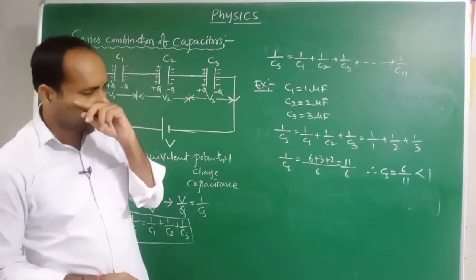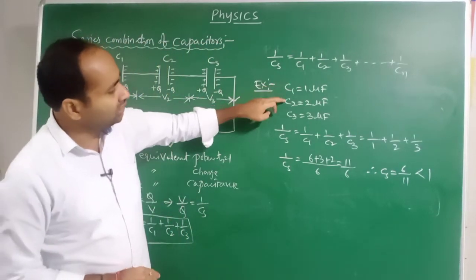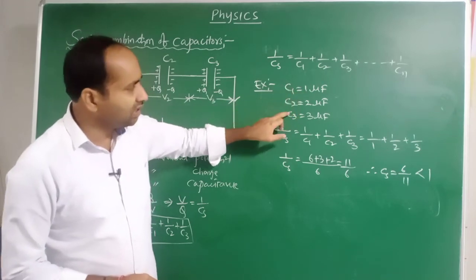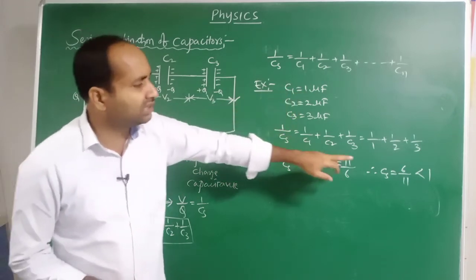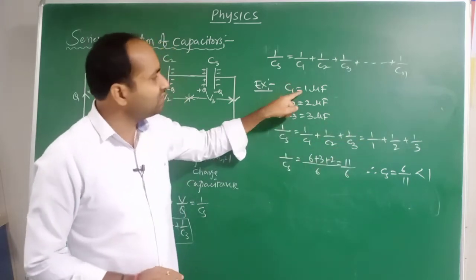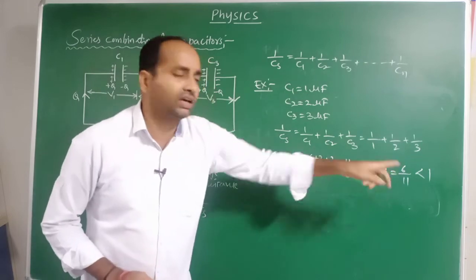Which is less than 1. Means among these three, the least value is 1. But when these three are grouped in series combination, the resultant capacitance is less than the least value. Less than the least value means that it is less than 1 microfarad.